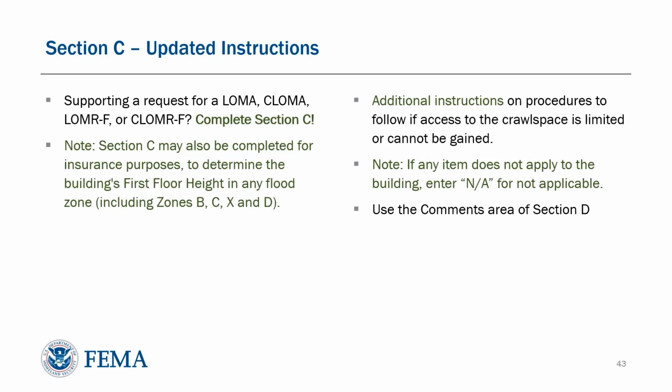Instructions for Section C have been updated, providing additional detail and clarity. For example, there are clarifications on the new natural versus finished grade options and instructions on procedures to follow if access to the crawl space is limited. We recommend that you read through all the instructions so you don't miss anything important. Don't just rely on the form questions and prompts. The instructions are much clearer than they were in the past, with important details that you will need to correctly complete and review the form.